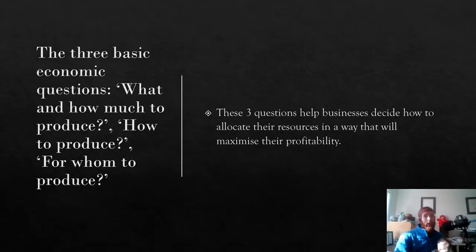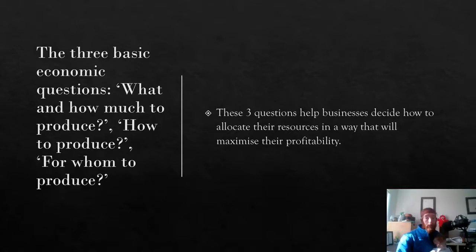Then we've got the three basic economic questions: what and how much to produce, how to produce, and for whom to produce. So these are all about how we produce in the economy. So what and how much to produce? Well, these are for businesses to answer. What are they going to produce? Well, they're going to produce what consumers are demanding and the amount that they are demanding.